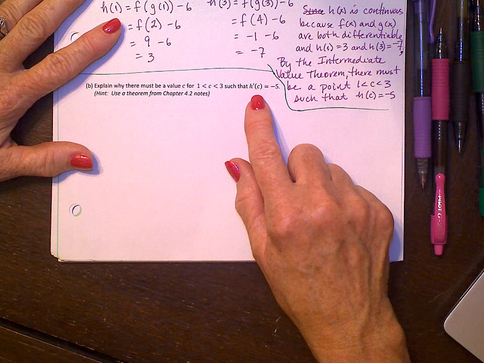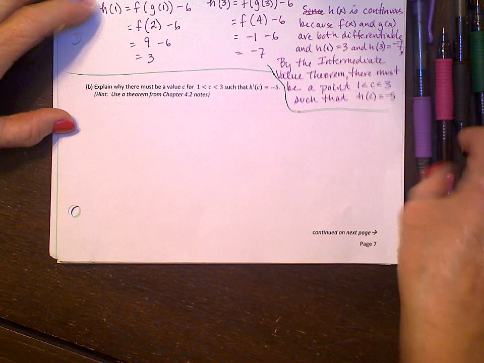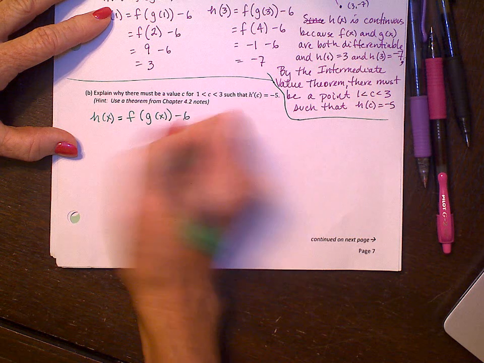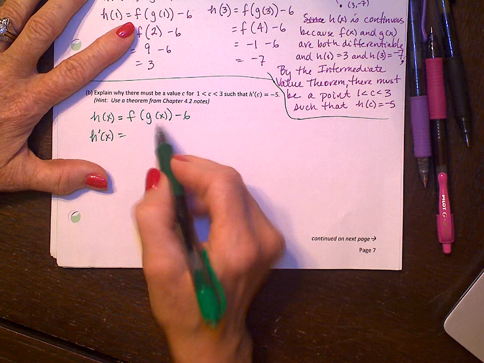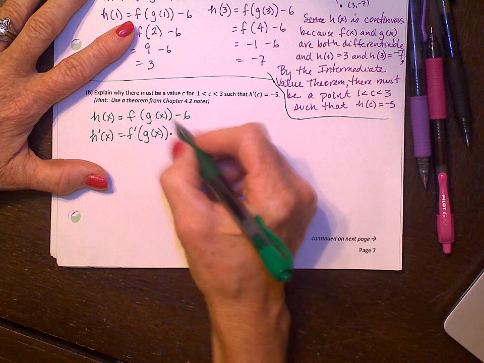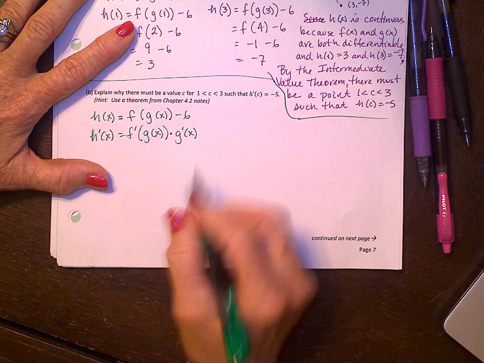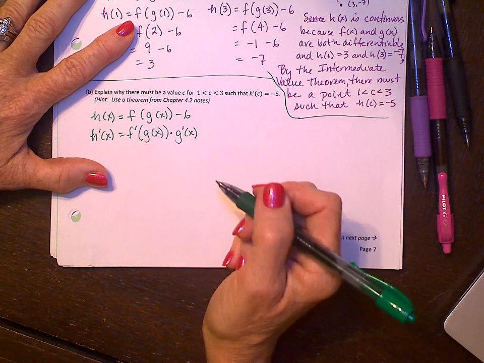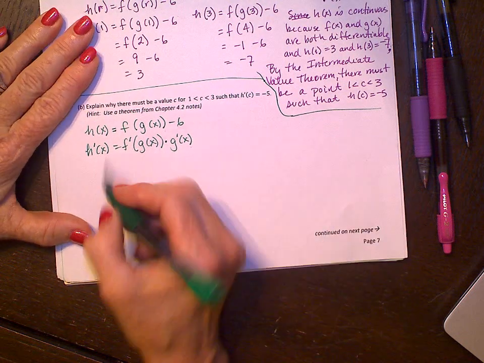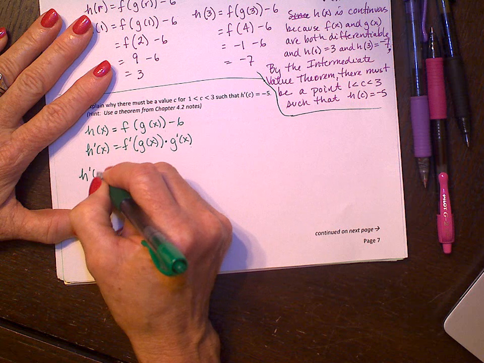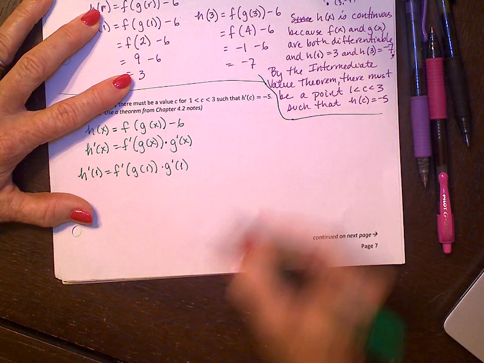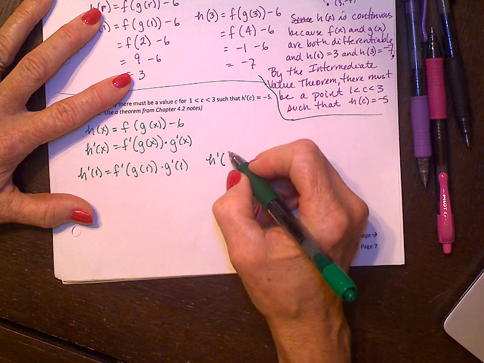All right, we can find a derivative for h. f of g of x minus 6, so h prime. Oh gosh, this would be a chain rule, so good practice here. f prime of the inside g of x times the derivative of the inside g prime of x, and then minus the derivative of 6, so minus a 0, we don't need that. All right, there's h prime. Now, like the last time, let's find h prime of 1. So this would be f prime of g of 1 times g prime of 1. And let's also find h prime of the other endpoint, 3.